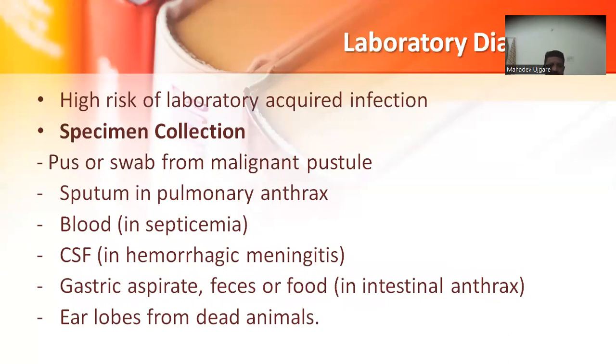Laboratory diagnosis. It is the most infectious bacillus, and there is a high risk of laboratory-acquired infection. Specimen collection depends upon the type of lesion or infection: pus or swab from malignant pustules, sputum in case of pulmonary anthrax, blood in case of septicemia, CSF in case of hemorrhagic meningitis, gastric aspirate, feces, or food in case of intestinal anthrax, and earlobes from dead animals.